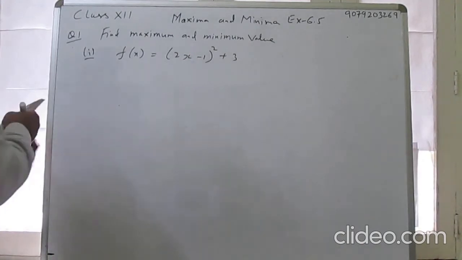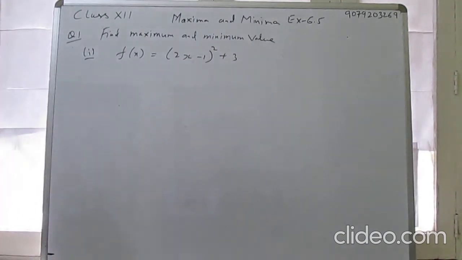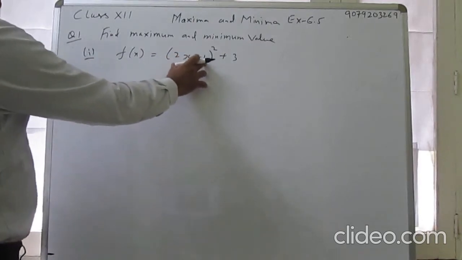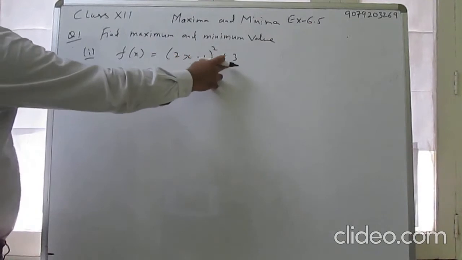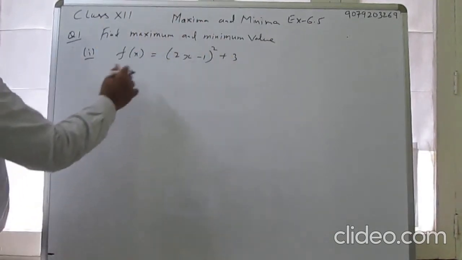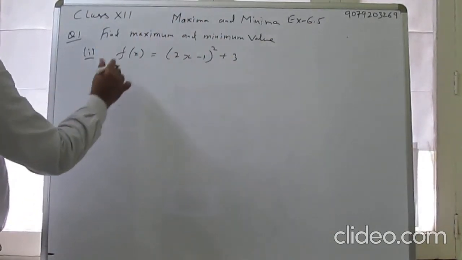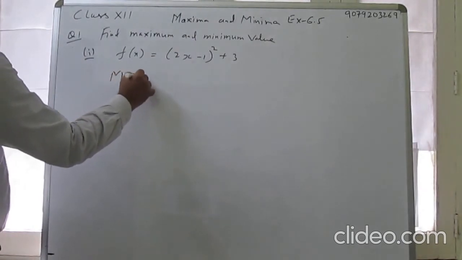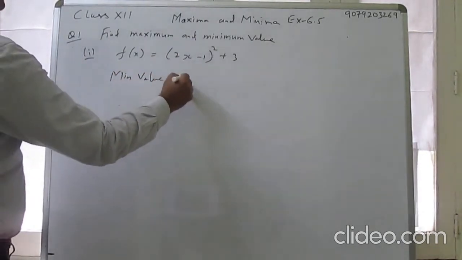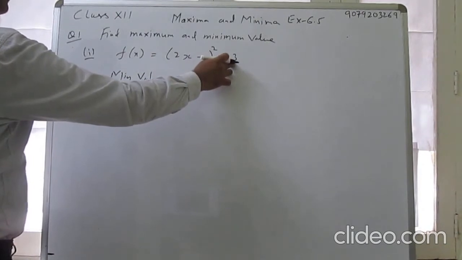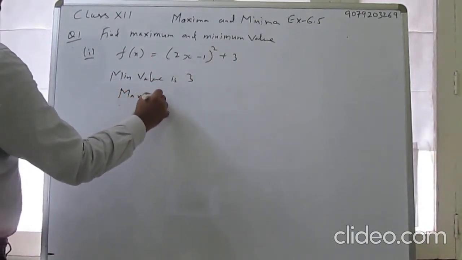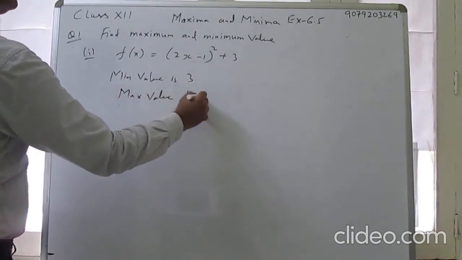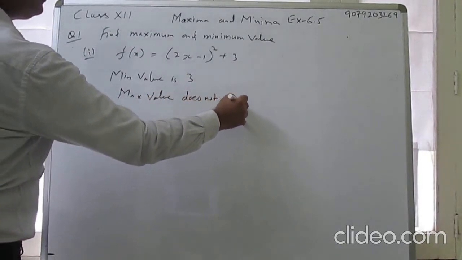Now, we can clearly see that the value of this is either 0 or more than 0. So, minimum value is 3. Here, by seeing the function, we can say that the minimum value is 3 and maximum value does not exist.